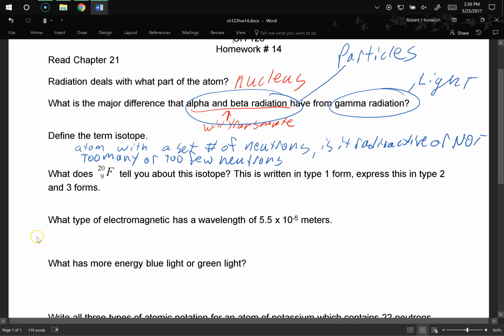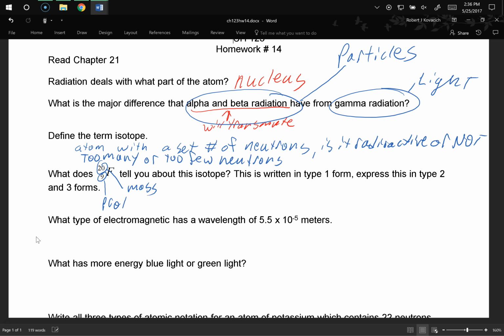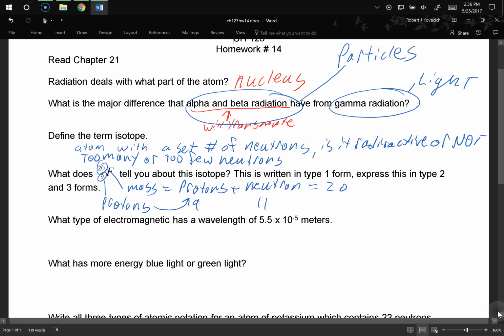Okay, so what does this 20F9 tell you? So mass, protons, this is protons plus what? Neutrons. So I know my neutron number, right? If I know that this is 9, then I know that's got to be 11 because I just told you that this thing equals 20. So then type 2 is just 20 with an F, and then type 3 is F with a dash 20.